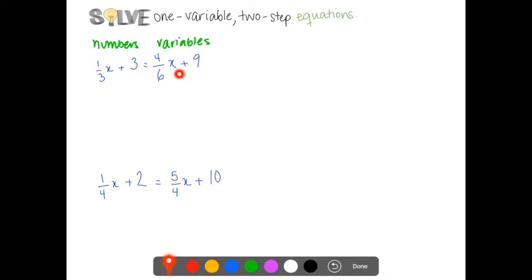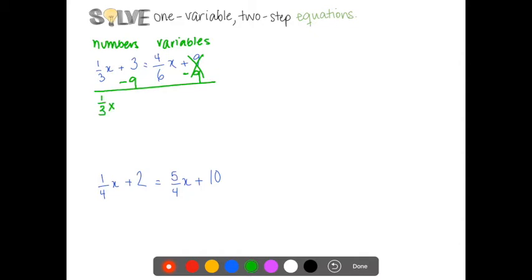So when I look at the right-hand side and I see that a 9 is being added to 4/6x, then what I want to do to move it to the other side so it's with the numbers, I want to subtract it. Now once I do that, that's going to give me a 0 and get rid of that 9 on my right-hand side and only leave my variable 4/6x. And whatever I do to one side, I have to do to the other side in order to keep both sides equal.